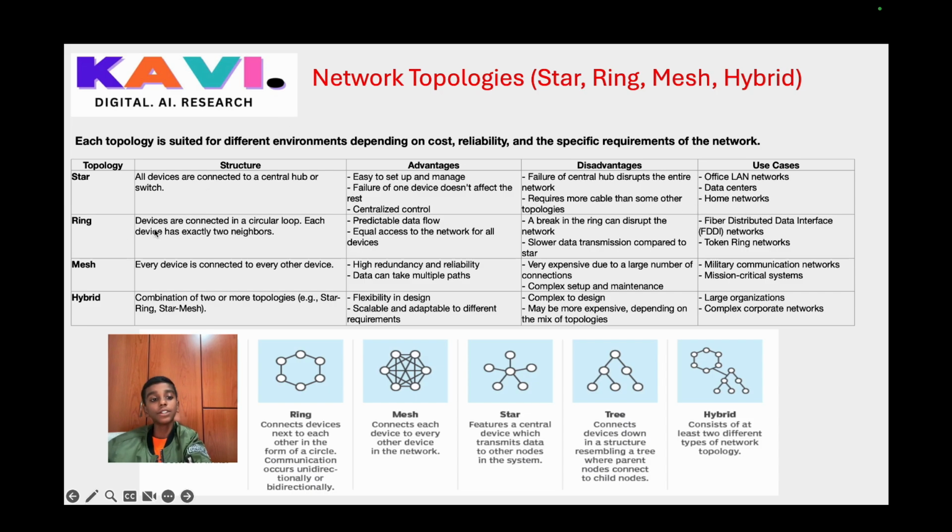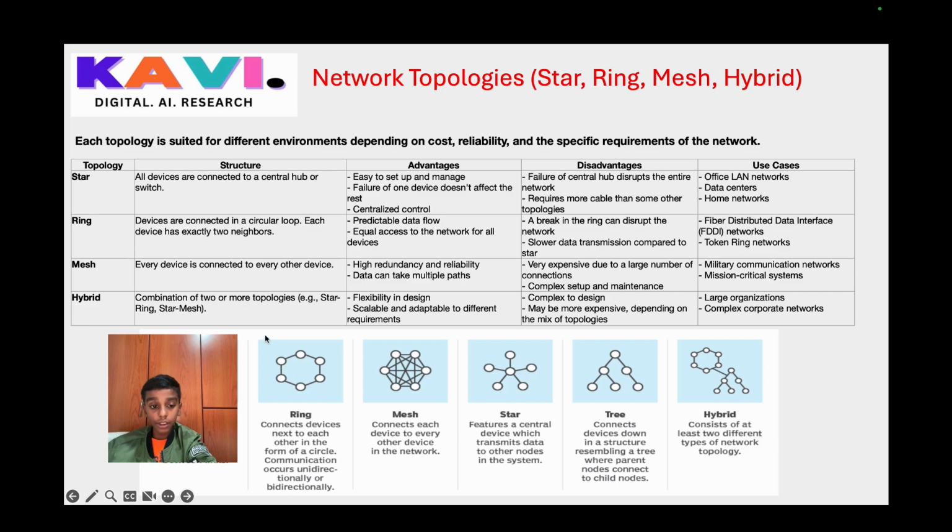The ring topology structure is that devices are connected in a circular loop. Each device has exactly 2 neighbors. So let's see here in the ring topology, there is no central hub anymore, and there are only computers connecting to each other. Suppose this is your computer. This computer has exactly 2 neighbors, this neighbor and this neighbor.